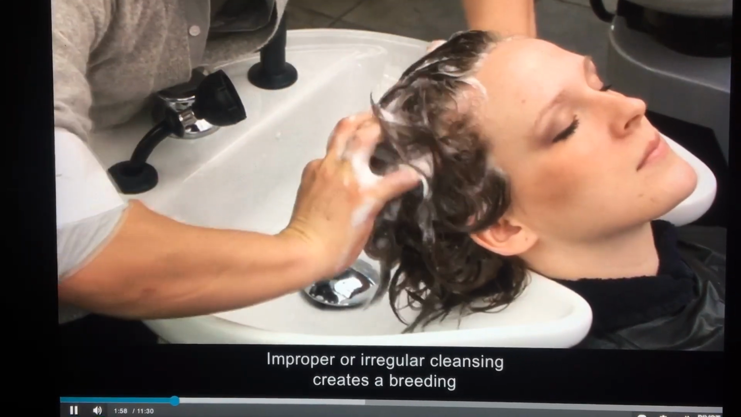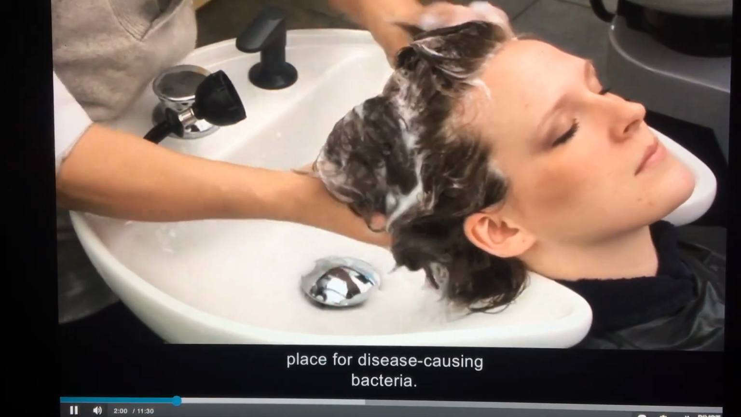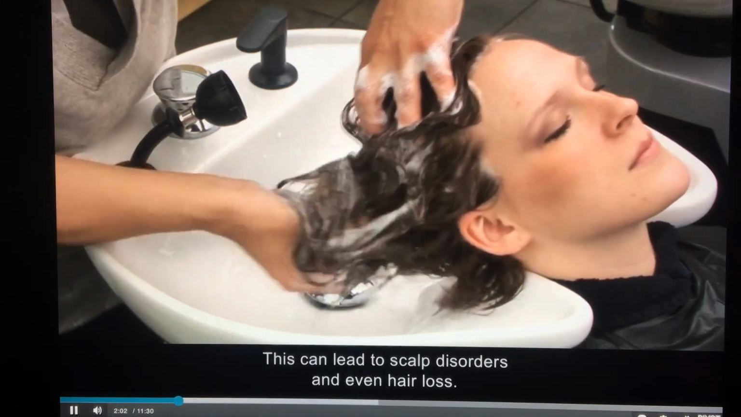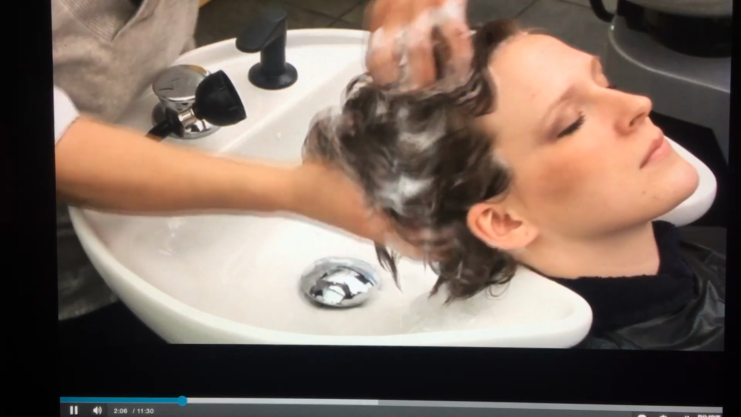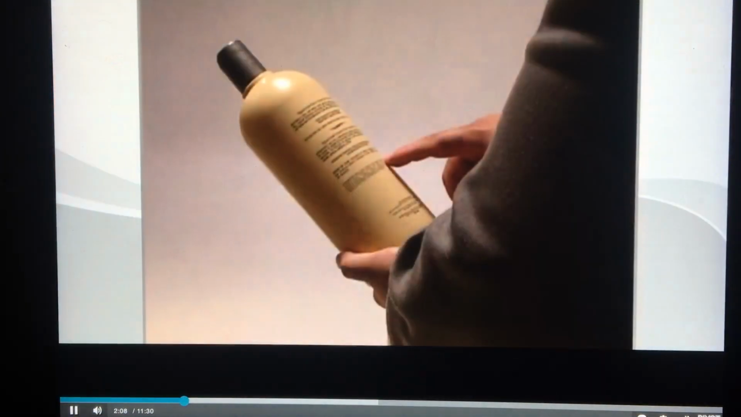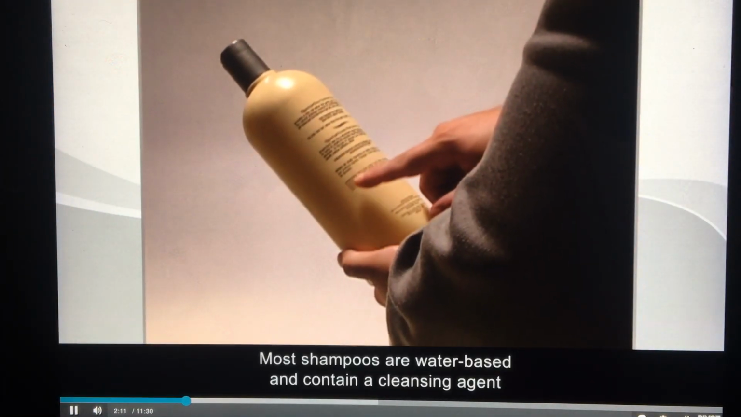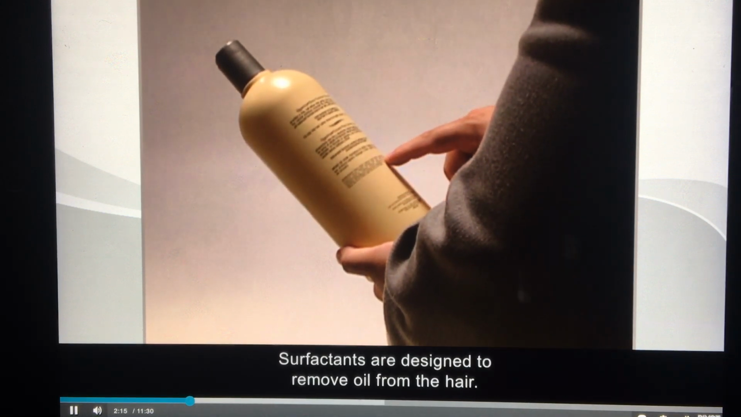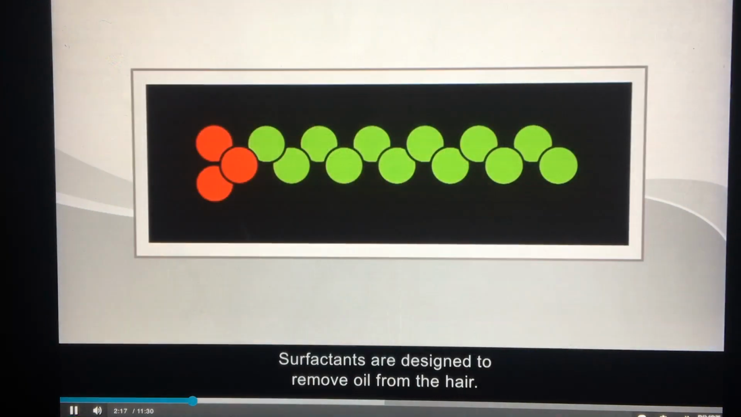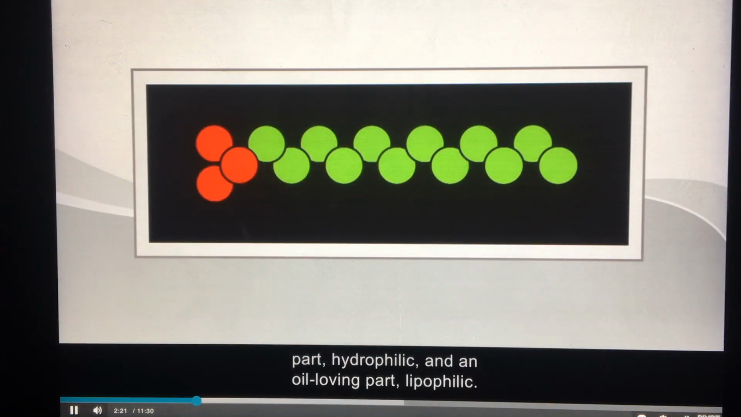Improper or irregular cleansing creates a breeding place for disease-causing bacteria. This can lead to scalp disorders and even hair loss. Most shampoos are water-based and contain a cleansing agent known as a surfactant. Surfactants are designed to remove oil from the hair. The surfactant molecule has 2 parts, a water-loving part, hydrophilic, and an oil-loving part, lipophilic.